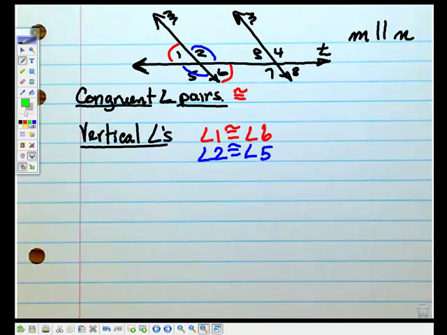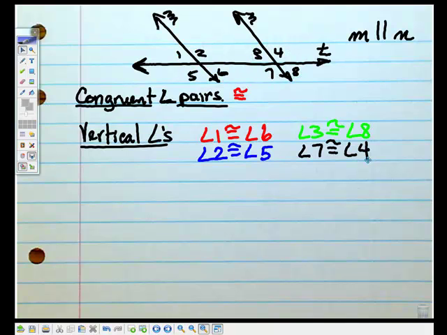We can go on looking and find more. We can find angle 3 is congruent to angle 8. And we could also find, running out of colors here, let's go back to black, angle 7 and angle 4 are congruent because those are all vertical angles.